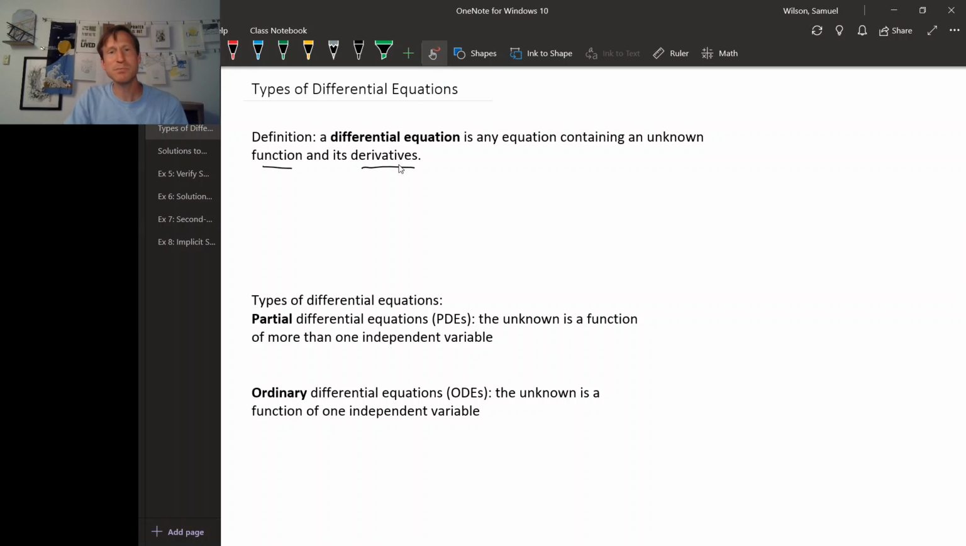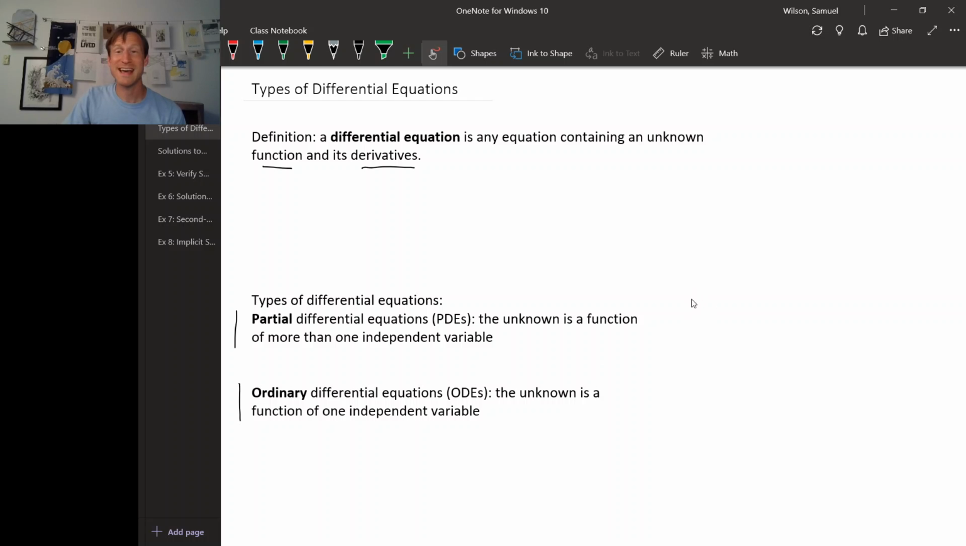All right, but that's a pretty general idea. There are lots of different types of differential equations, and what we'll see is that there are lots of tricks for working with differential equations, but no trick works for every kind of equation. And so we'll have to classify differential equations to know what kind of tricks or techniques to use. And one of the major categories of differential equations is partial differential equations versus ordinary differential equations.